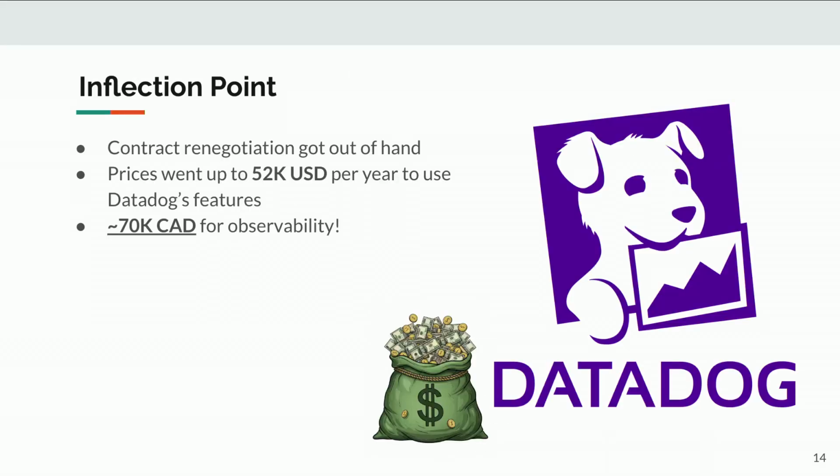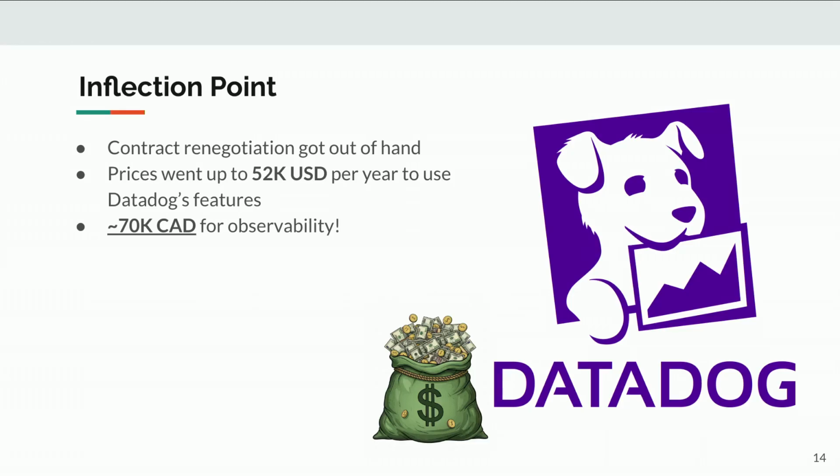So there was an inflection point. Essentially, at some point, the contract negotiations with Datadog got out of hand. They jacked the price. We're kind of stuck with this price hike. And they went up to $70,000 per year for observability. Right? These are things that are just traces, metrics, logs, right? Just like some dashboards. And you're thinking, why am I paying through the roof for this kind of stuff?